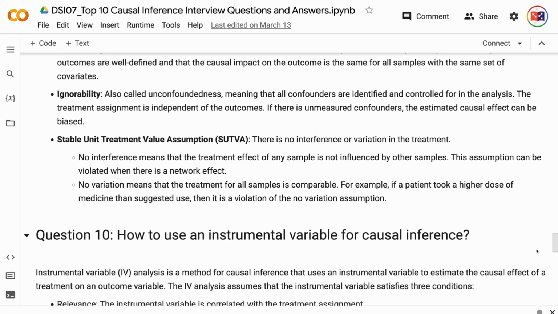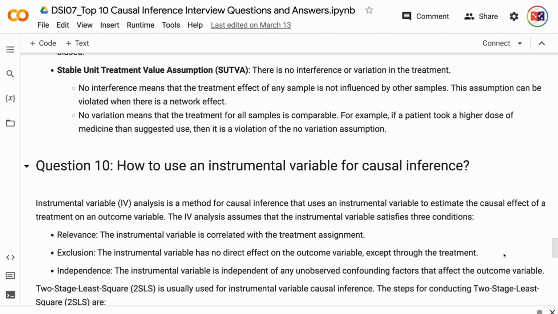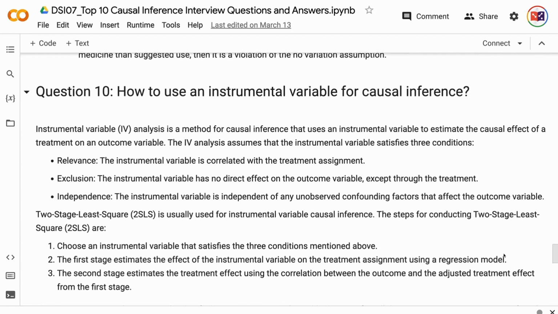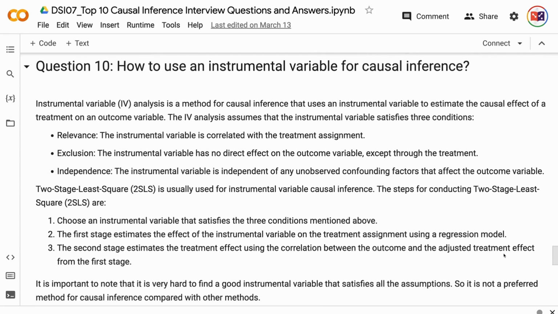Question 10. How to use an instrumental variable for causal inference. Instrumental variable analysis is a method for causal inference that uses an instrumental variable to estimate the causal effect of a treatment on an outcome variable. The IV analysis assumes that the instrumental variable satisfies 3 conditions. Relevance. The instrumental variable is correlated with the treatment assignment. Exclusion. The instrumental variable has no direct effect on the outcome variable, except through the treatment.